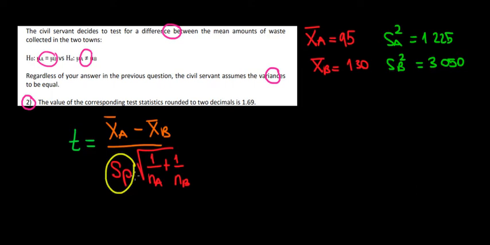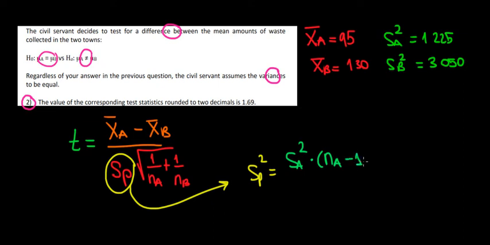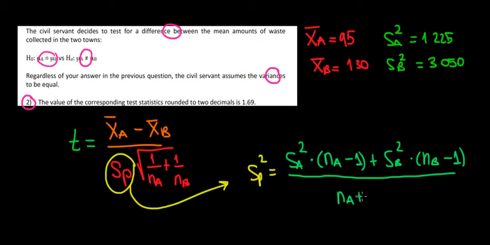So this pooled standard deviation comes from the pooled variance. Let's calculate the pooled variance. That's going to be equal to the variance of the first group. So that's going to be SA squared times the number of observations in the first group minus 1, plus the variance in the second group SB squared times the number of observations in the second group minus 1, divided by the number of observations in A plus the number of observations in B minus 2. Now it's a matter of math to substitute all the values. So let's just write that and we'll see what the number is.